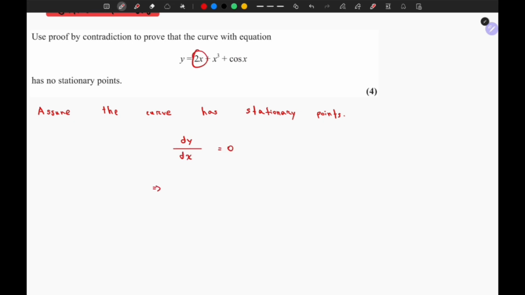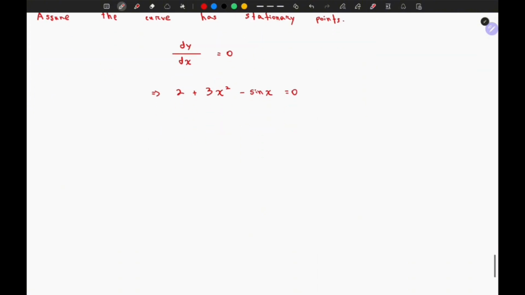So if we differentiate the first term, it will be 2, differentiating the second term will give us 3x squared, and differentiating cos x will give us negative sine x. So this is equal to 0. Now if we make sine x the subject, sine x can be written as 3x squared plus 2.